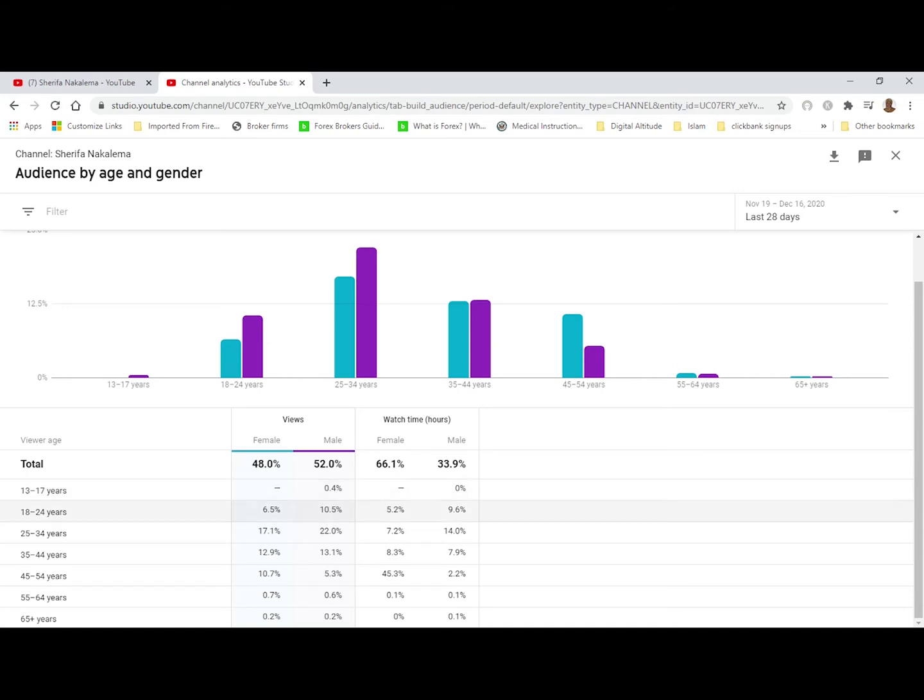According to age, of course, 13 to 17-year-olds, they are not even supposed to be on my channel. They have 0.4%. I don't know how they got here. This is not supposed to be for children. Okay. 18 to 24 years old, I have female 6.5%, male 10.5%. But you look at how they watch. The ratio is almost still the same, similar. Have less female, so even the hours is less. So you keep looking at these.